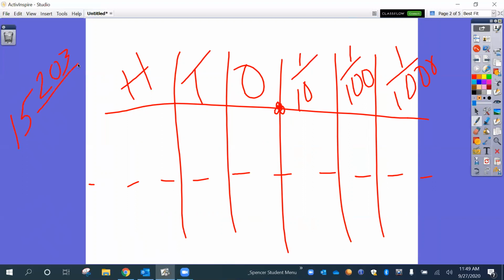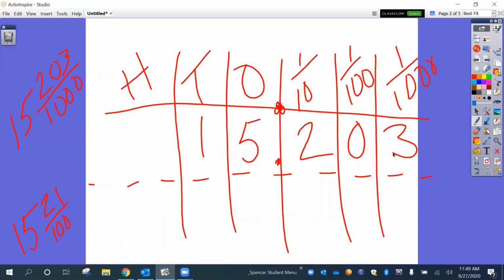203 thousandths compared to 15 and 21 hundredths. Okay, well, we know that the top number has 15 whole numbers, so 1 ten, 5 ones, and 203 thousandths, so starting to understand how to represent the decimals now. Hopefully you are as well. So 15 and 203 thousandths.